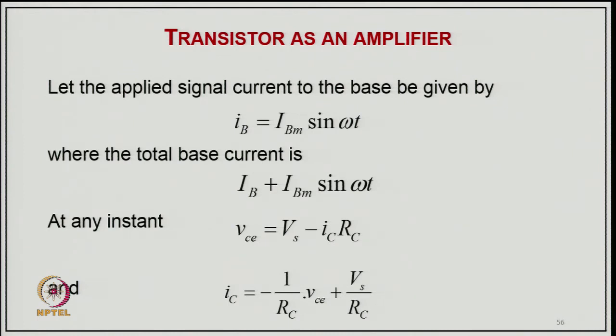So, let the applied signal be, in general as an approximation, it can of course be a time varying signal, but let us consider it as an AC signal, ib equal to IBM sin omega t, where the total base current will now be IB, the bias current which we found out because of the RB resistance connected from supply, plus IBM sin omega t. At any instant VCE will be Vs minus IC RC, that is the drop because of the AC current coming into the collector resistance. So IC will be minus VCE by RC plus Vs upon RC.